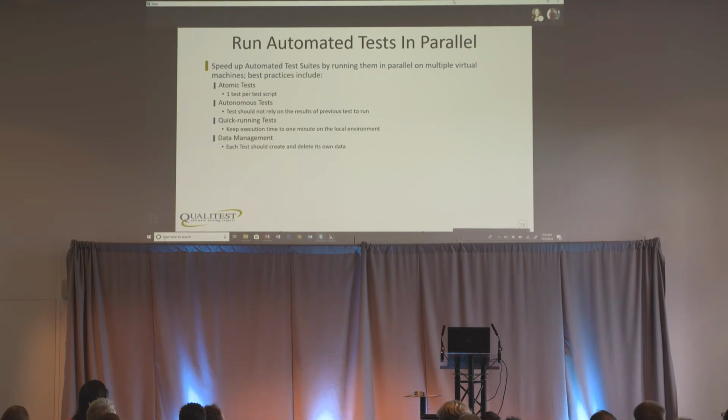Tests need to be autonomous. We don't want to have the next test relying on the results of the previous test. Because again, you'll stop your run. We want to make sure our tests run quick. And a good rule of thumb is to keep the execution time for each test to 1 minute on your local environment. Then on other environments, hopefully it should run faster. And then you need to be particularly aware of the data management. Each test should create and delete its own data. That way you don't get a lot of data out there that's just going to bog things down.